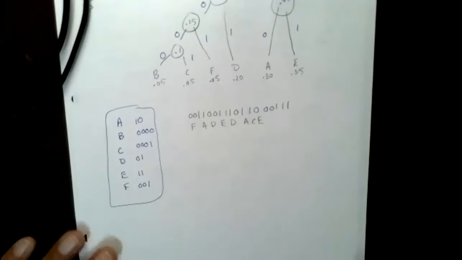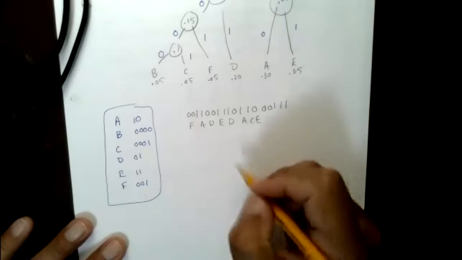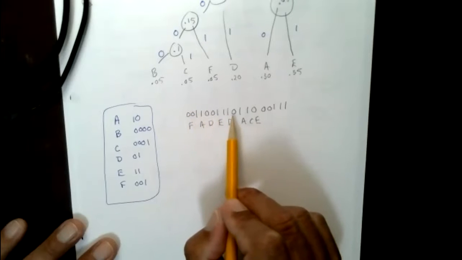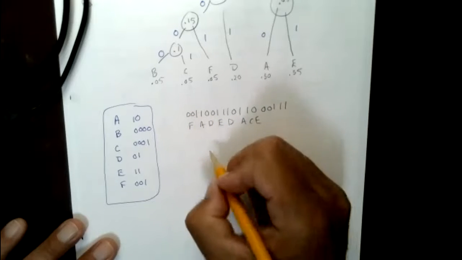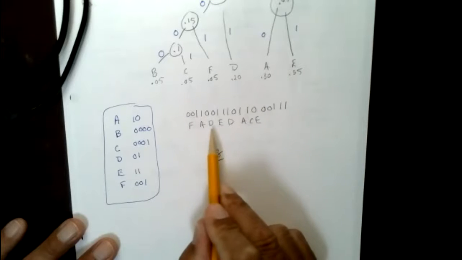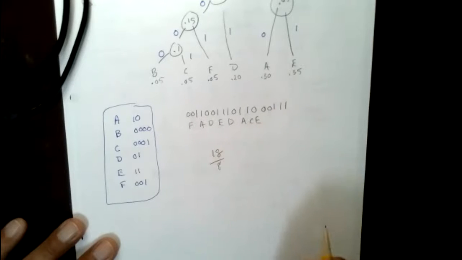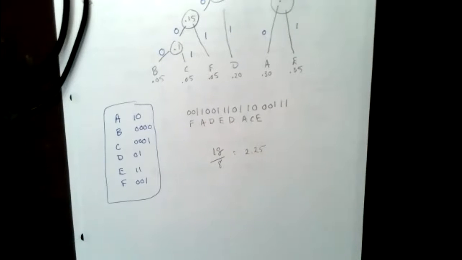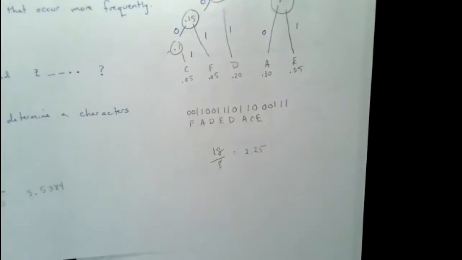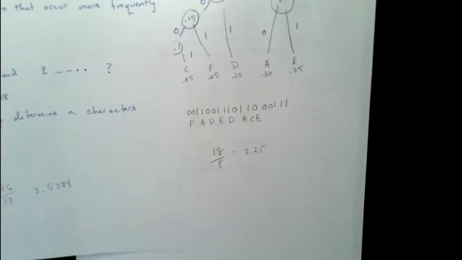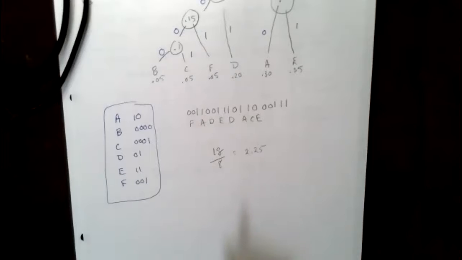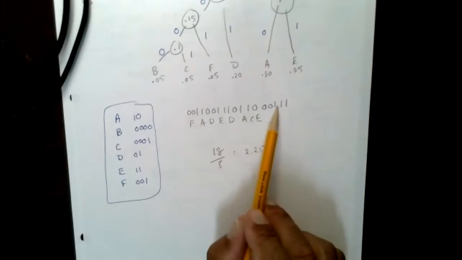If I do the same thing here, let's see, how many characters do I have? 2, 4, 6, 10, 12, 14, 16, 18 divided by 8. My average character length is 2.25. Which one do you think is better? 2.25 or 3.5. So we were able to create something that is immediately decodable and way more secretive.